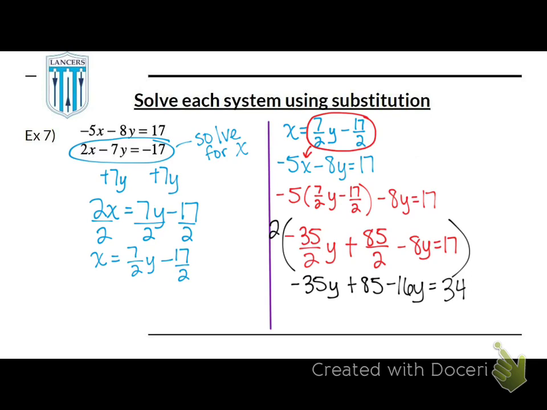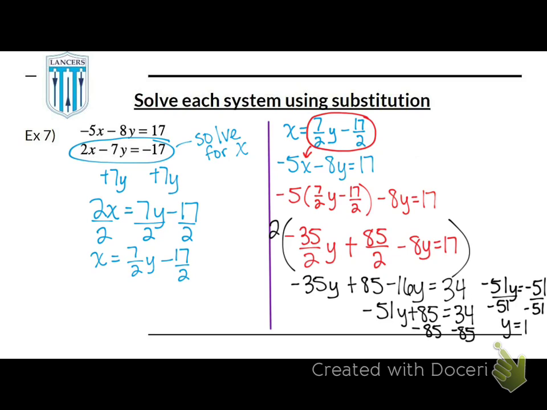You combine like terms. Negative 51y plus 85 equals 34. When you subtract the 85, you should get negative 51y equals negative 51. So y is going to equal 1. So it looks a little ugly there in the middle, but our answer is actually coming out kind of nice.